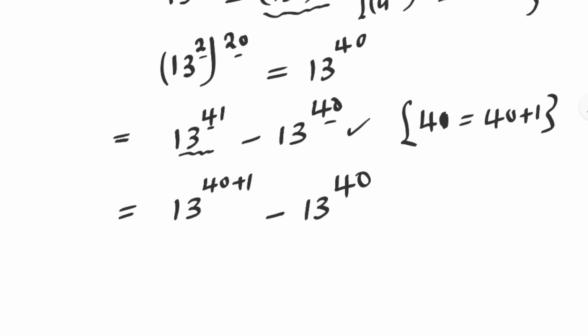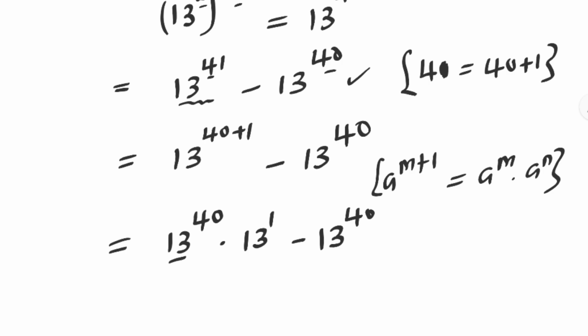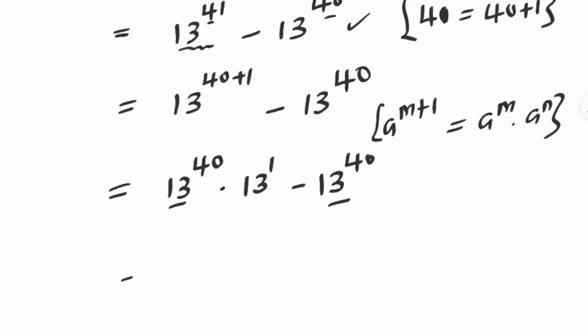Take note of this, that if you have a raised to power m plus n, this is equal to a raised to power m multiplied by a raised to power n. So this is equal to 13 raised to power 40 multiplied by 13 raised to power 1 minus 13 raised to power 40. You can see that 13 raised to power 40 is common. Let's bring it out. Here we have 13 raised to power 40 bracket.